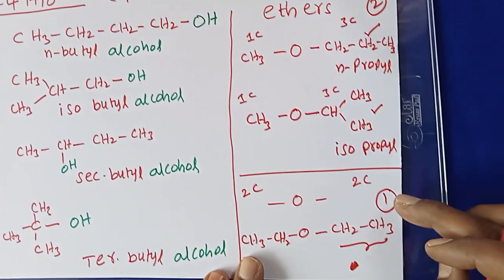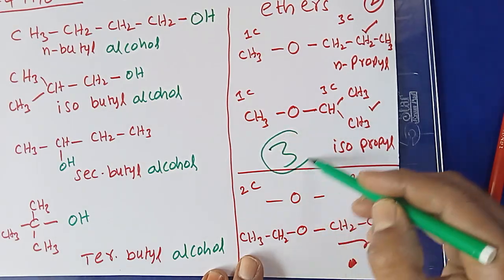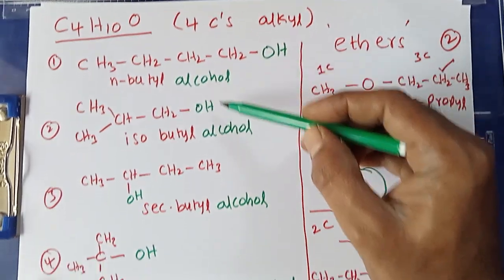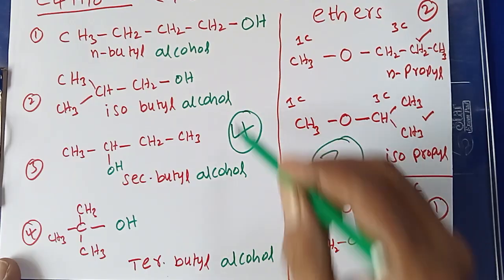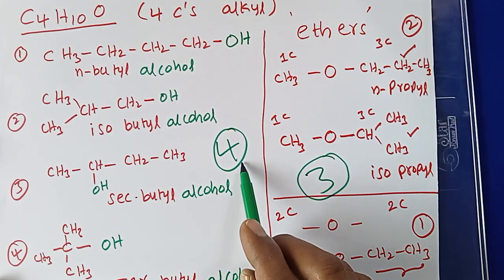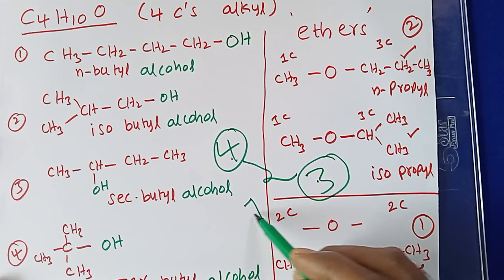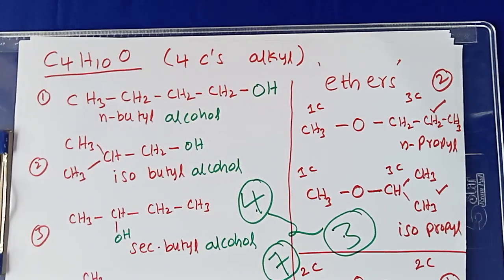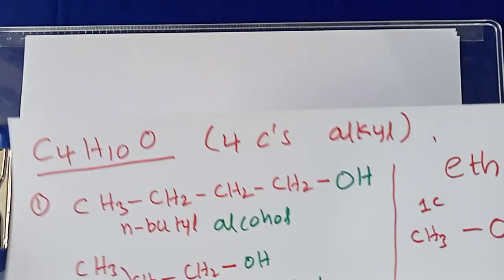Total, 2 plus 1, total 3 ethers here. Number of ethers 3. And here total number of alcohols how many? 4 alcohols. So total structural isomers 4 plus 3 is equal to 7. This is the trick. Now, by using this formula only, I can give another molecular formula.